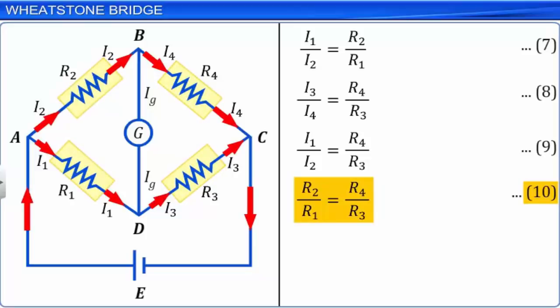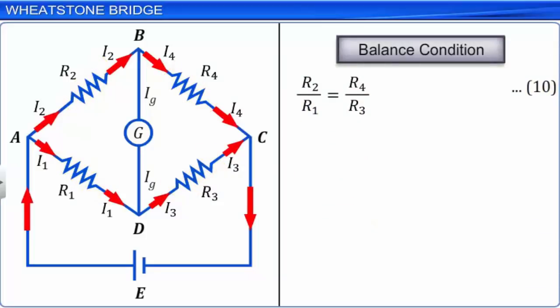The application of this balance condition is a practical method to determine an unknown resistance. Let us assume that R4 is the unknown resistance. R1 and R2 are known resistances. We gradually change the value of R3 till the galvanometer shows null deflection. The bridge now is in balanced condition, and we can apply equation 10. Rearranging the terms in equation 10, we can write R4 is equal to R2 into R3 by R1. Let this be equation 11.